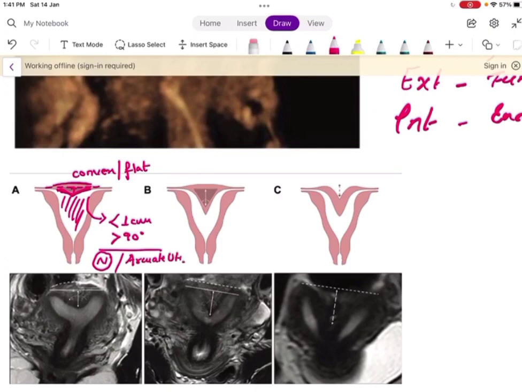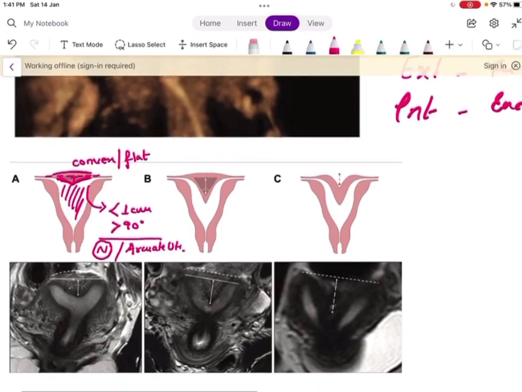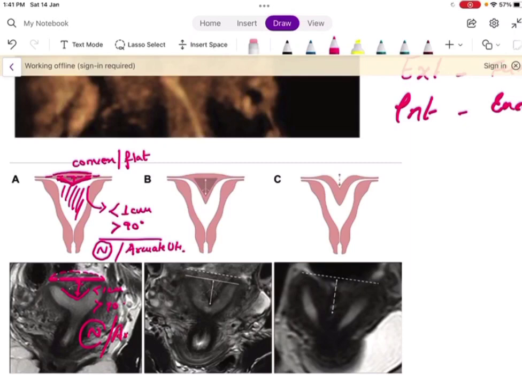The corresponding axial T2 weighted MR image shows the same thing. The external fundal contour is absolutely normal, and when we draw the interostial line, there is some dip which is less than 1 centimeter, and the angle of indentation is more than 90 degrees. This is normal or can be arcuate uterus.